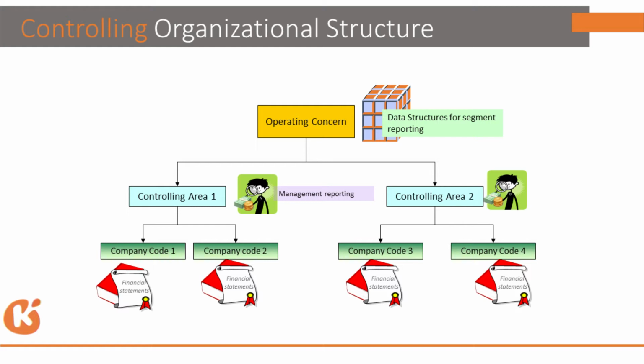So as the highest structure, the highest level is operating concern. But as a CO consultant, if you go into an implementation project, okay, as a CO consultant, you need to start with creating controlling area. So first thing, if you work in an implementation project, the first thing is the finance team.